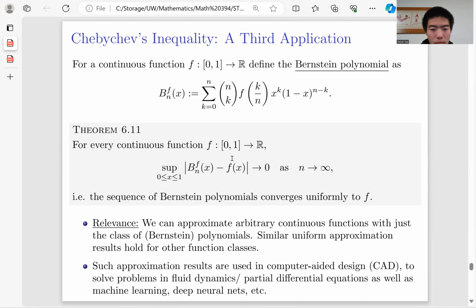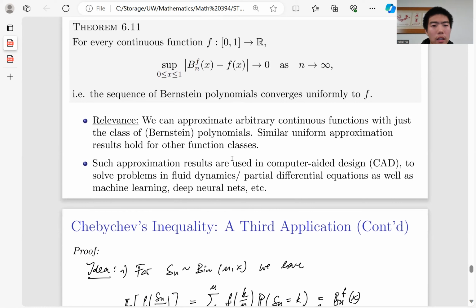Okay, and the theorem is that for every continuous function f from [0,1] to R, the supremum of the Bernstein polynomial minus the function itself goes very close to 0 as n goes to infinity. Which means the sequence of Bernstein polynomials converges uniformly to f, the function itself. So what can we say about this theorem?